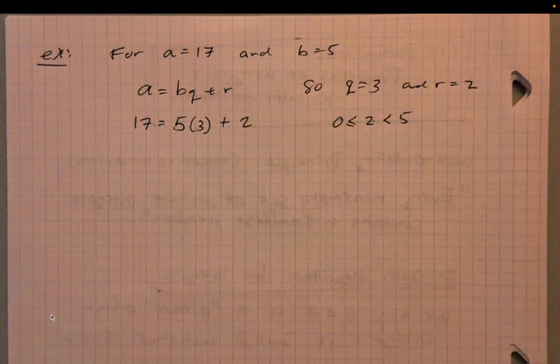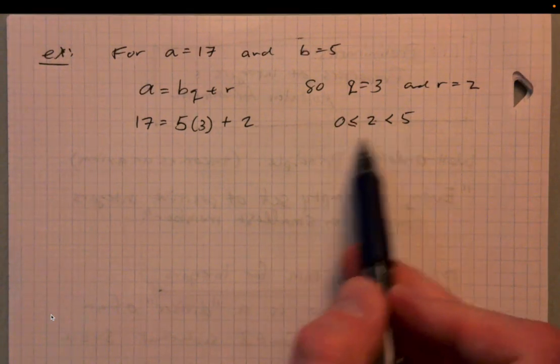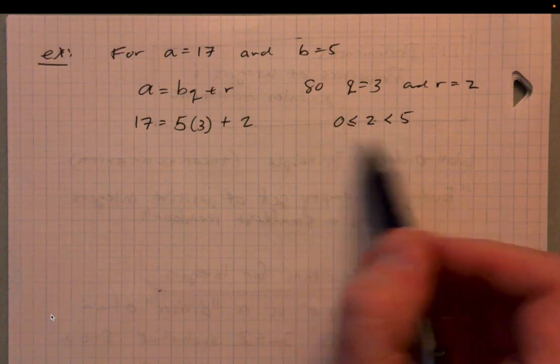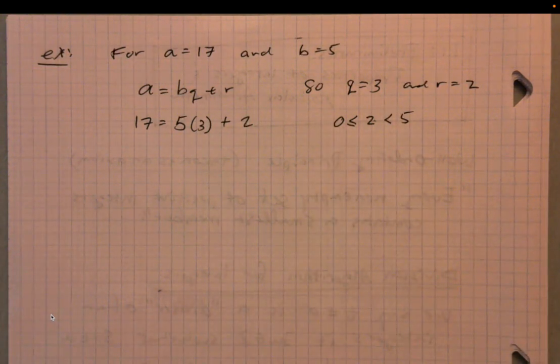And there's no other possible q and r combinations. If I make q equal to 4, then I've got 17 is equal to 5 times 4, which is 20, and I'd have to make my remainder negative, which would violate the property that the remainder be between 0 and b. If I make my q equal to 2, then I've got 17 is equal to 5 times 2, which is 10, which would make my remainder 7, and so at that point, my remainder would be larger than b, which would again violate this range. So this q and this r really are unique.